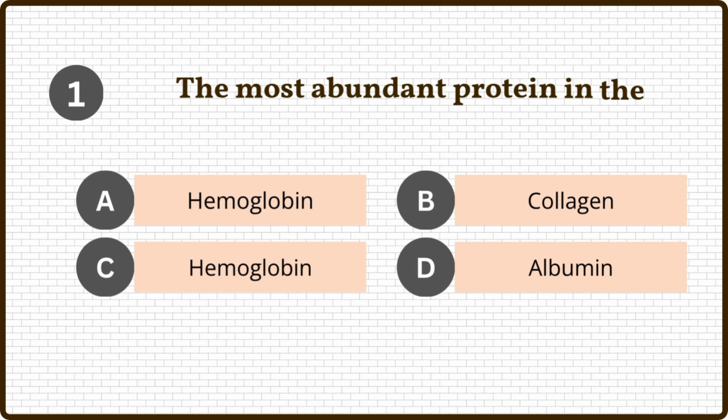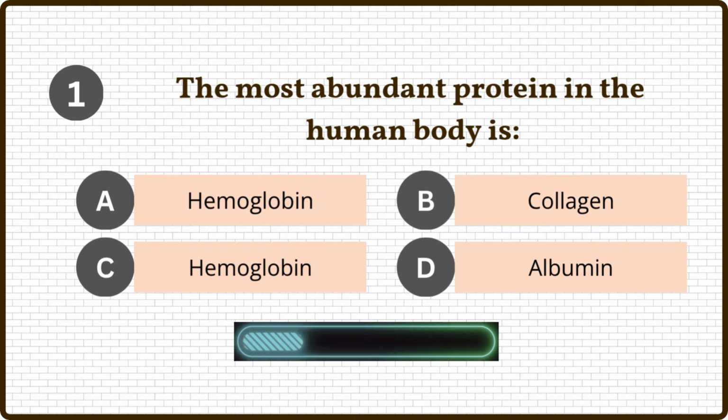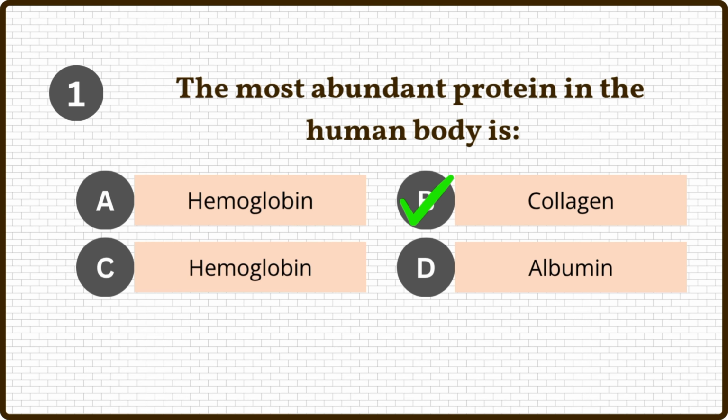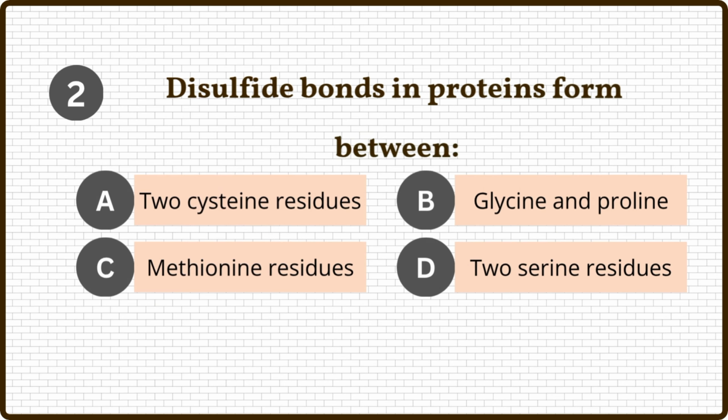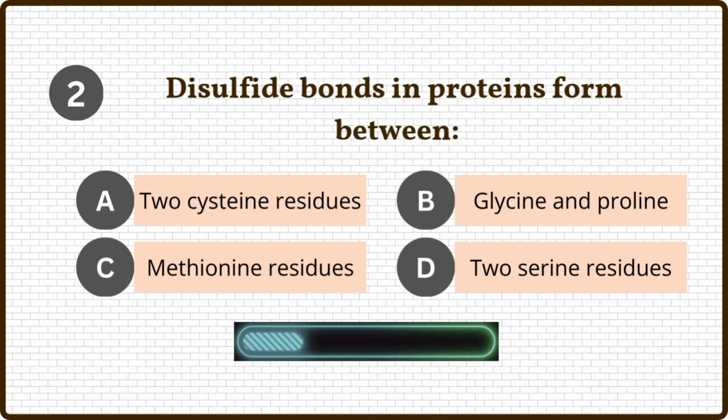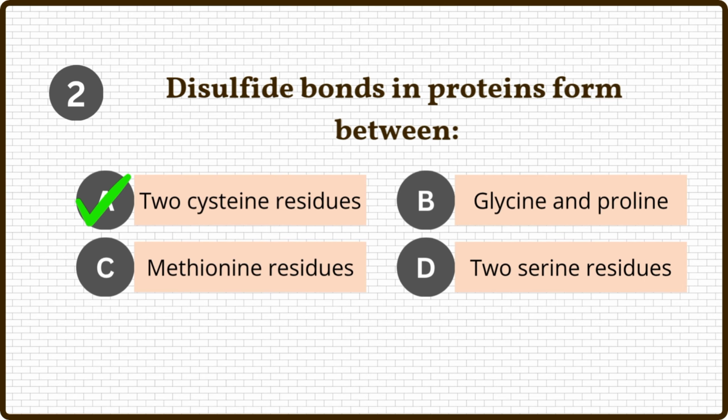MCQ 1. The most abundant protein in the human body is collagen. Disulfide bonds in proteins form between two cysteine residues.